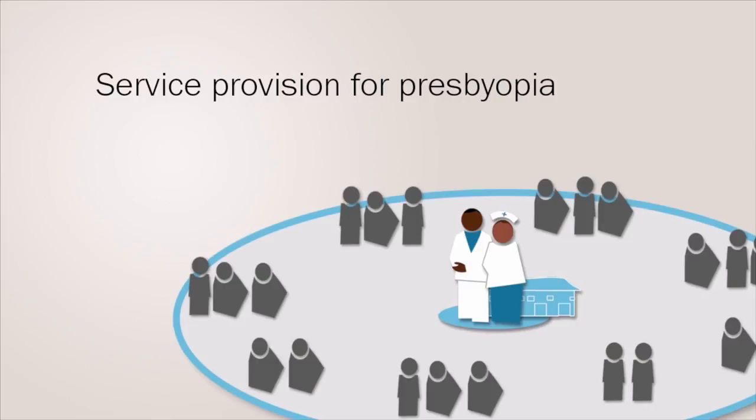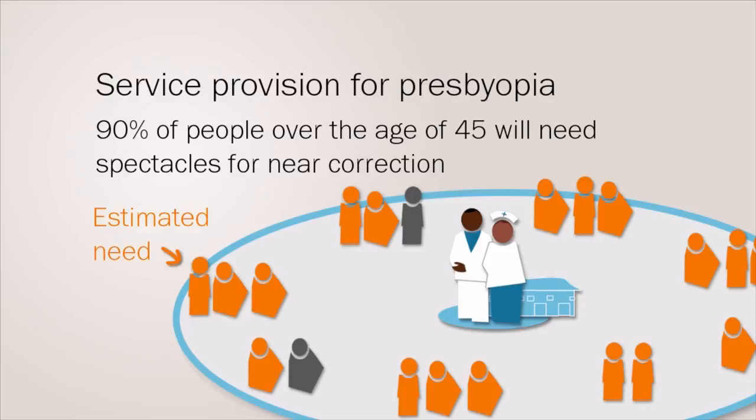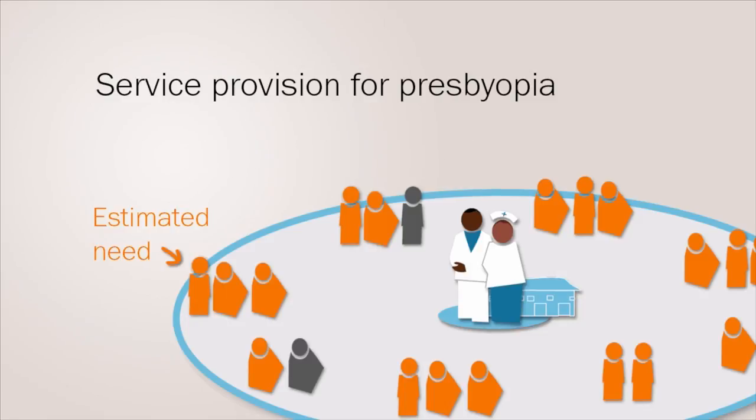Service provision for presbyopia begins with estimating the need. Local studies can be used to estimate the need in a population. It is also reasonable to assume that 90% of people over the age of 45 will need spectacles for near correction, reading glasses. If some services are already in place, then an estimate of the met need can be obtained by carrying out a survey of people aged over 45 using a rapid assessment method called RARE. RARE stands for Rapid Assessment for Refractive Error.